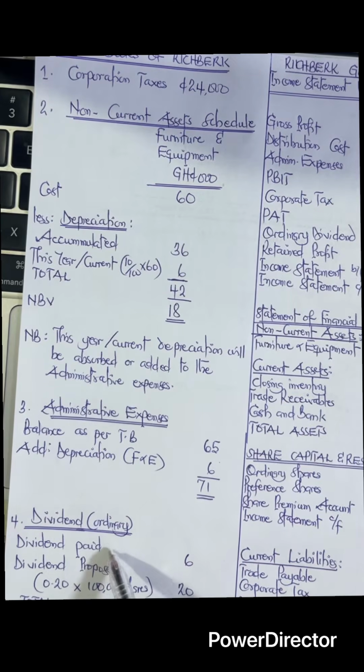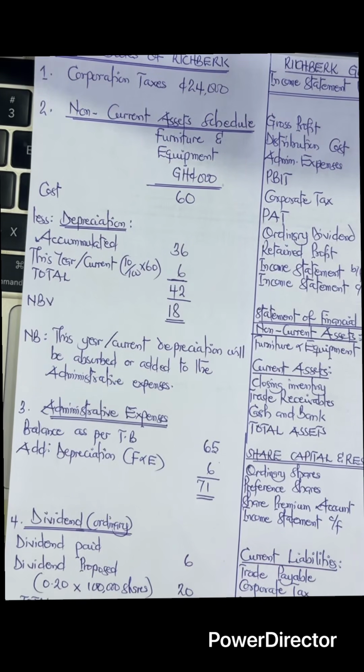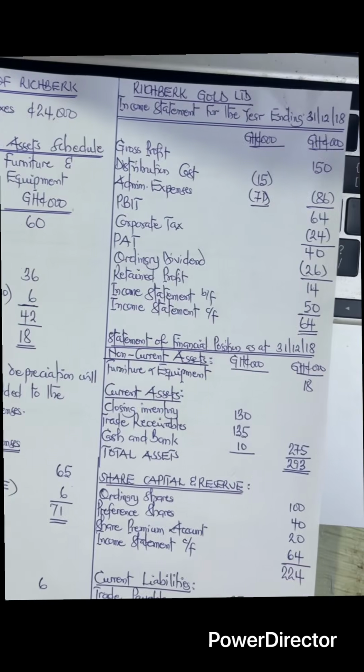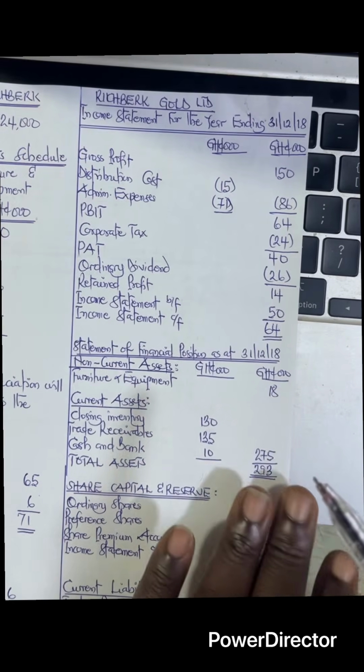But when you go to the statement of financial position, the dividend proposed becomes a current liability. It has been proposed, it has not been paid, and therefore it will be part of our current liabilities. So let's come to the main work.